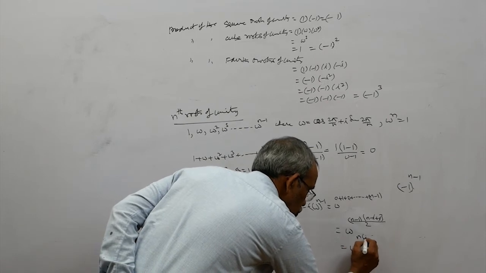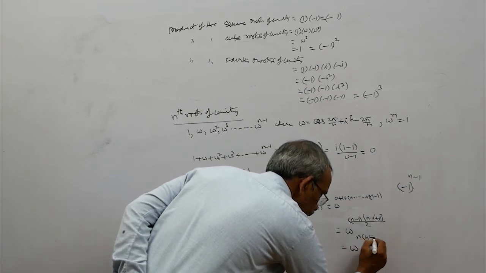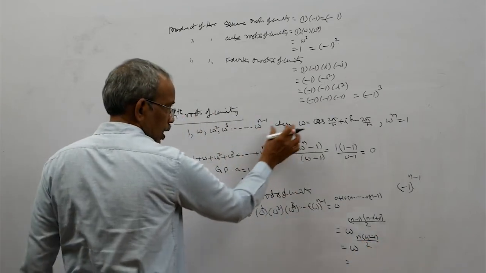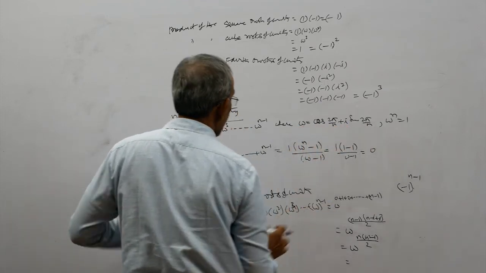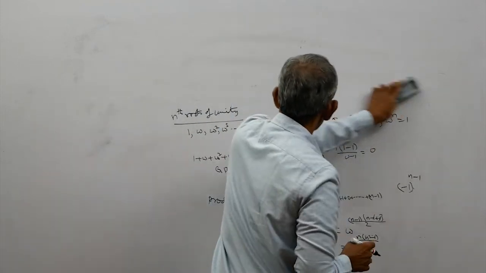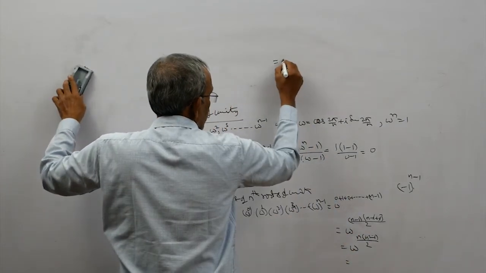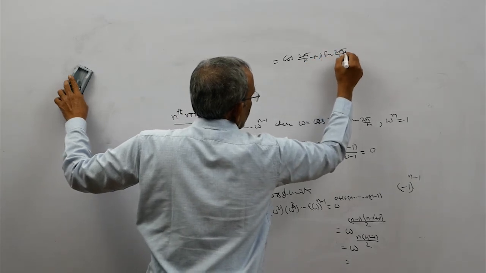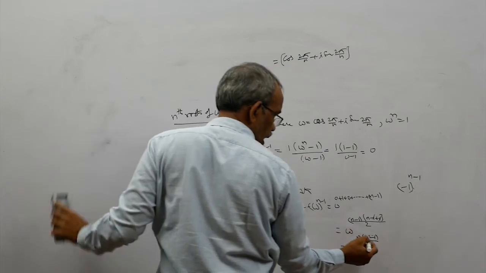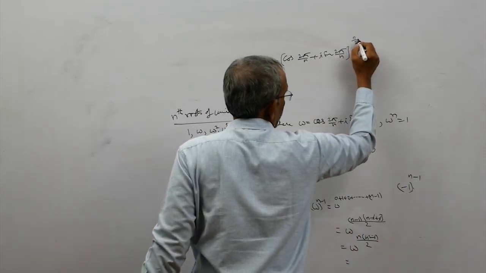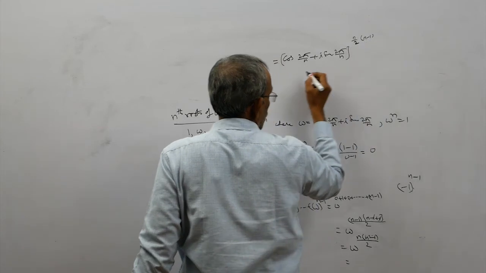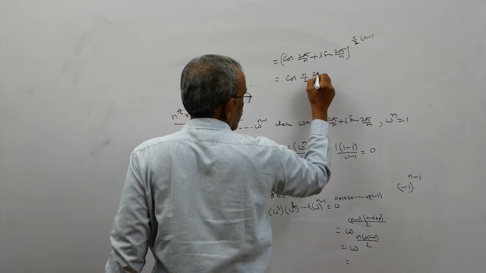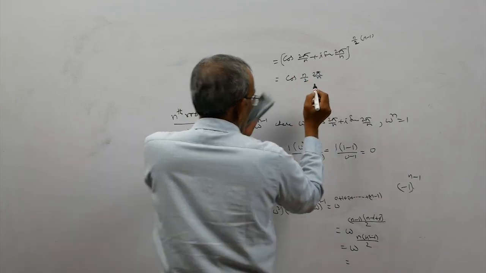This is equal to omega to the power of n into n minus 1 by 2. But here omega is equal to cos 2 pi by n plus i sin 2 pi by n. Omega is equal to cos 2 pi by n plus i sin 2 pi by n, whole to the power of n into n minus 1 by 2, that is n by 2 into n minus 1. That is equal to cos of n by 2 into 2 pi by n.